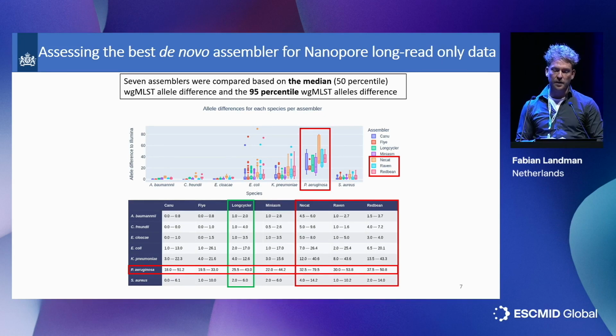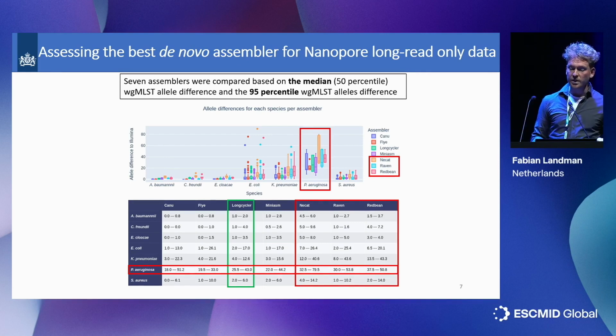And we found that for Unicycler's option and Miniasm, especially Unicycler, we found the lowest 95th percentile for Klebsiella. So we concluded that was the best assembler in this case.